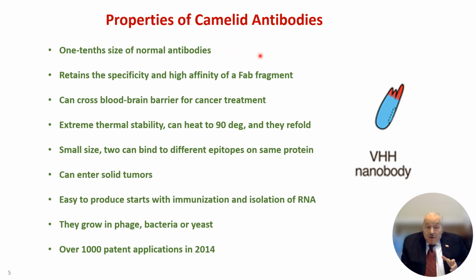The camelid antibodies have really, I mean, they're like God's gift. They're 1/10 the size of normal antibodies. They retain the high affinity and the specificity of the normal FAB fragment. They're excellent for cancer treatment because they're small enough they can cross the blood-brain barrier, so they can even be used to treat brain cancers. They can be used to treat solid tumors. I think I mentioned that here.